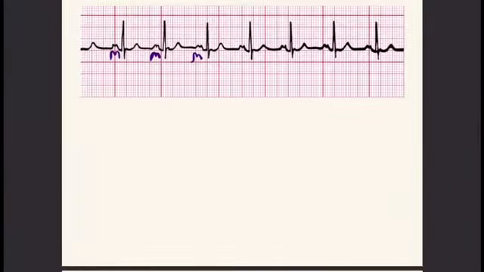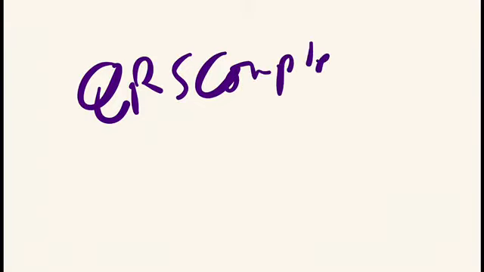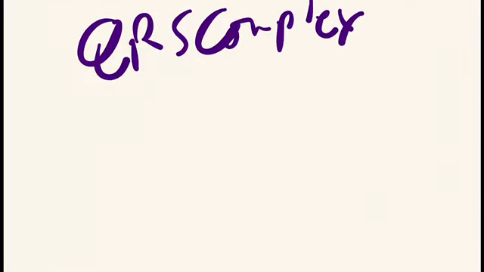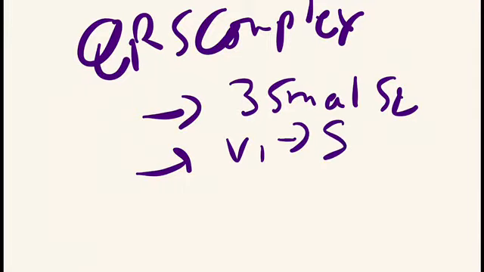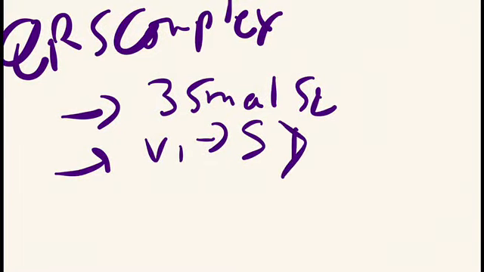Now we will be talking about the abnormalities that are associated with the QRS complex, okay. There are some points that you need to remember about the normal QRS complex. It should not be greater than 120 milliseconds, or you can say three small squares, okay. And in a right ventricular lead like V1, the S wave is greater than the R wave. S wave is greater than R wave.